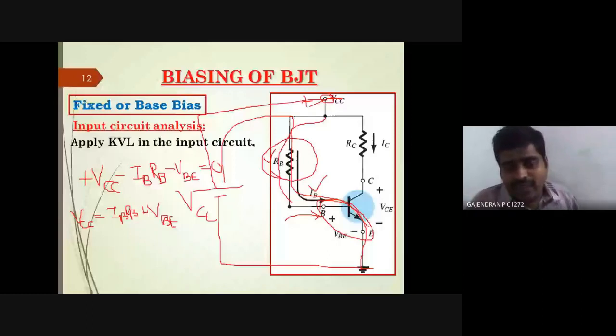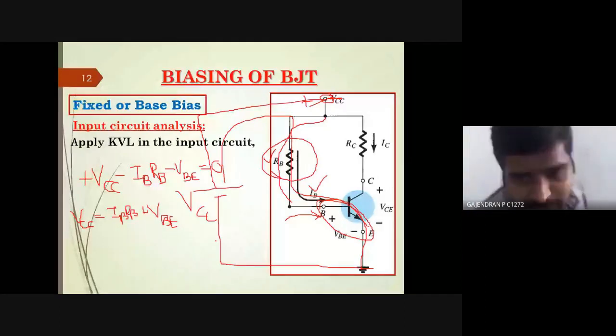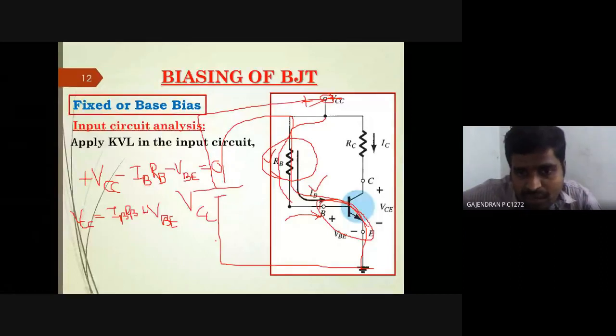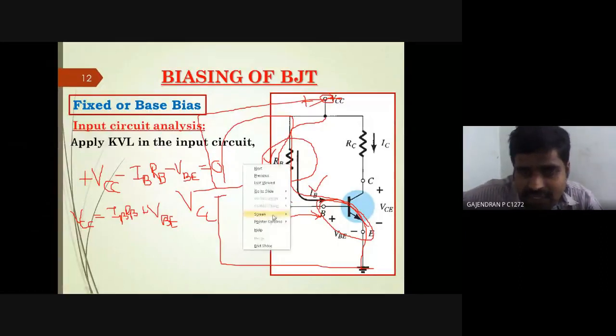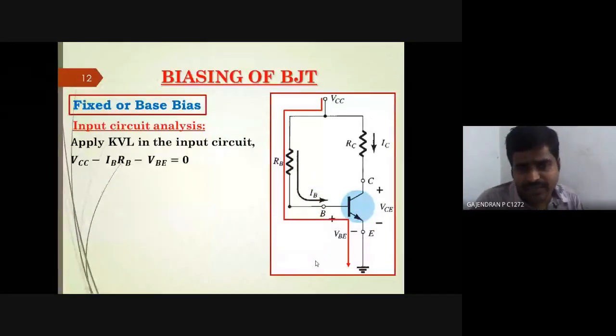Is it clear to everyone, or anyone having the doubt in this? If you are having doubt, please stop me, because further analysis also we are going to do in the same way. And also this is the very basic analysis. From this we are going to do many of the things, differentiation, substitution, many things we are going to do. So if you are not clear in this step, please hold me. Is it clear, students?